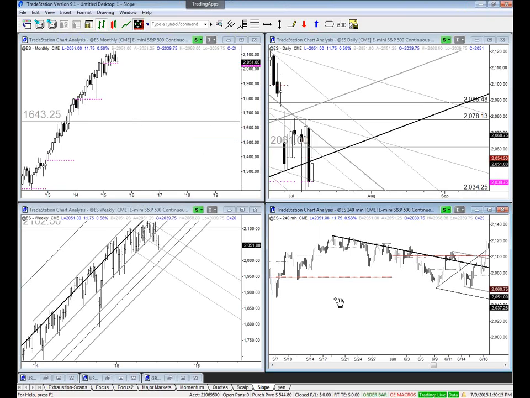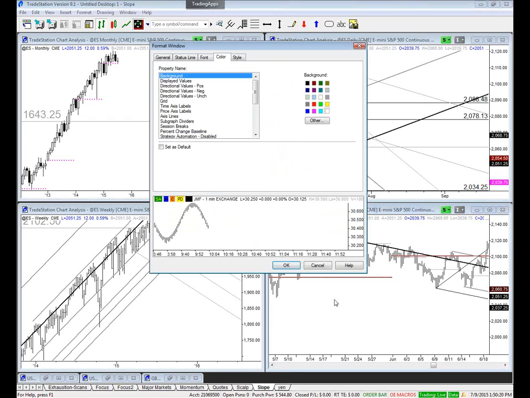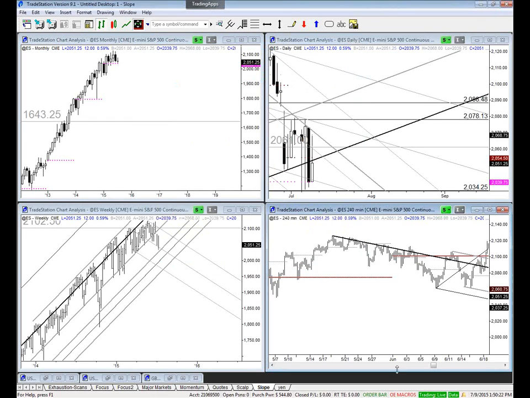All right, Kiwi. I want to look at some Kiwi crosses. We've had some interesting technical reversals here the last few days.